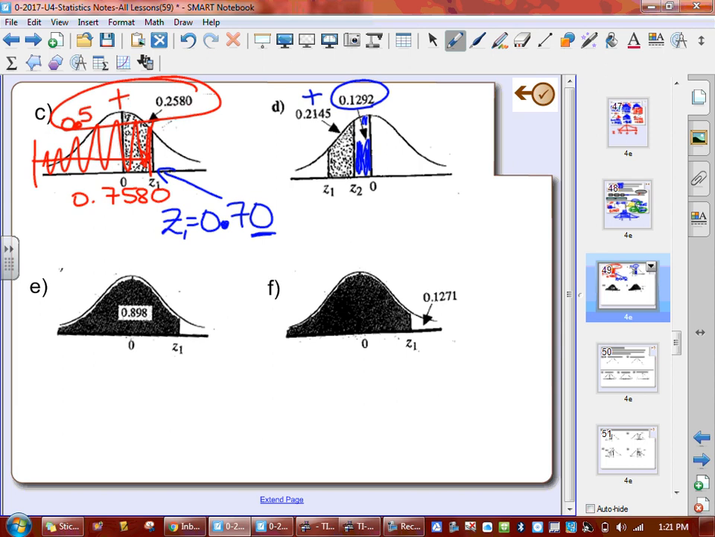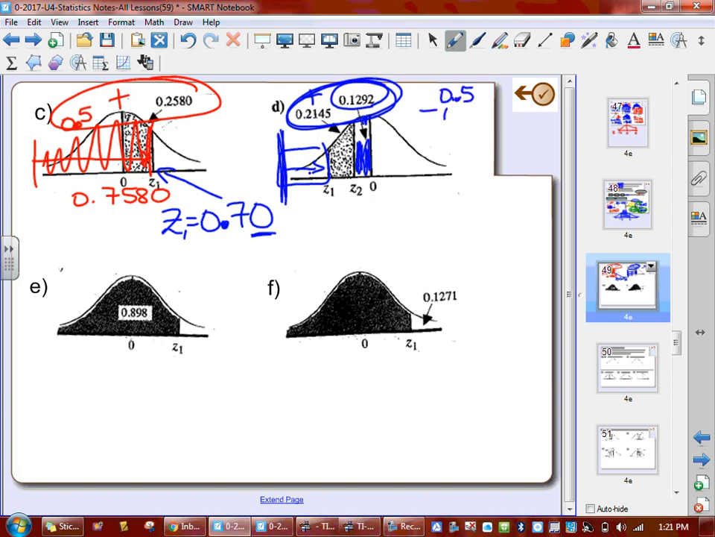Nice. You subtract it from 0.5. So we're going to add those together and subtract from 0.5. That's why they gave us that other section, so that we know that all 3 sections are going to add to 0.5, because that's half of our graph. So I'm going to take 0.5 and subtract those other 2 numbers, 0.1292 and 0.2145. That's going to be this first region.